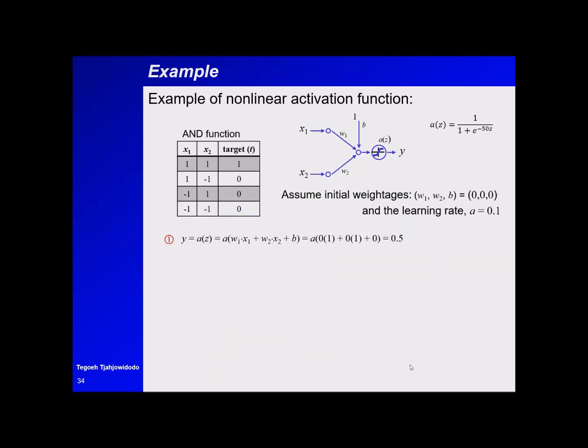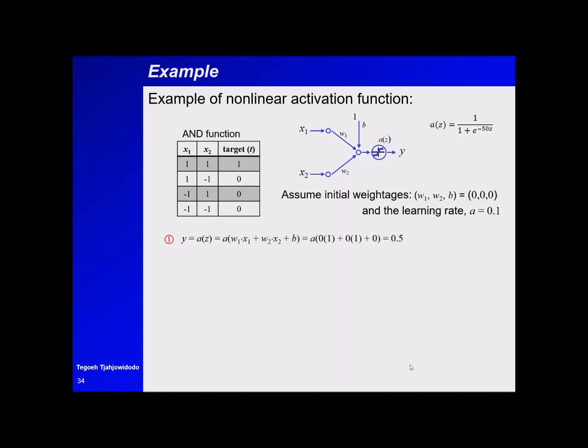Let's again take a look at the AND logic function here. But just to play around with the numbers here, I will consider unipolar values here. So the outputs are 0 and 1 here.